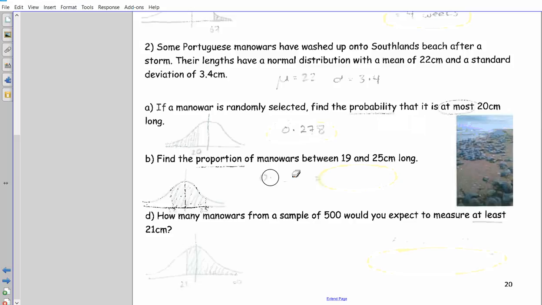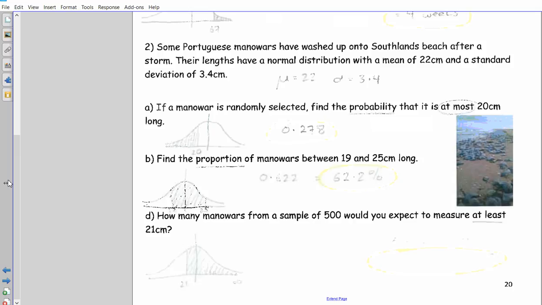You can write 0.622, because proportion is pretty open in terms of what it means. It could be a decimal or it could be a percentage. If you want it as a percentage, just times by 100. Times that by 100, you get 62.2%. That makes sense. You'd expect that area to be around about that much.